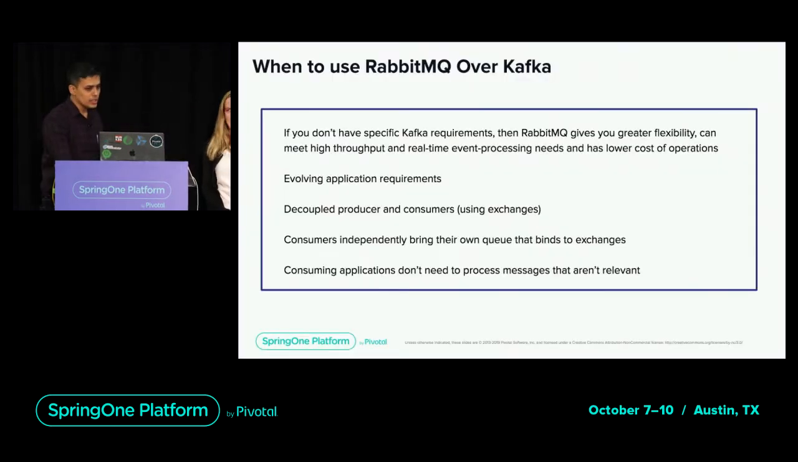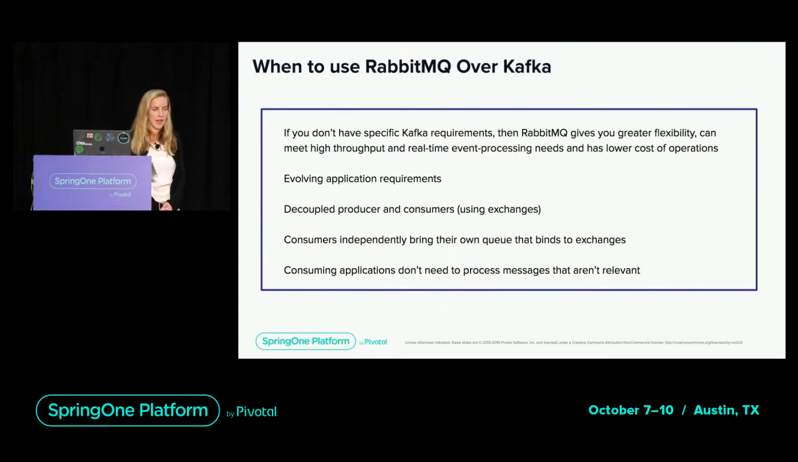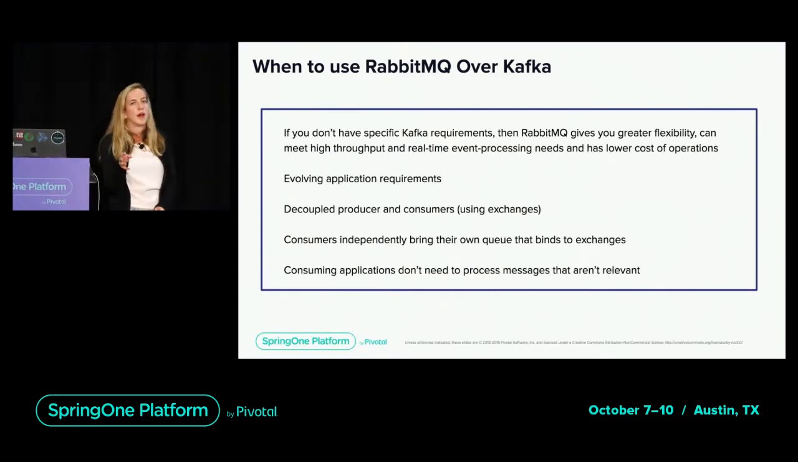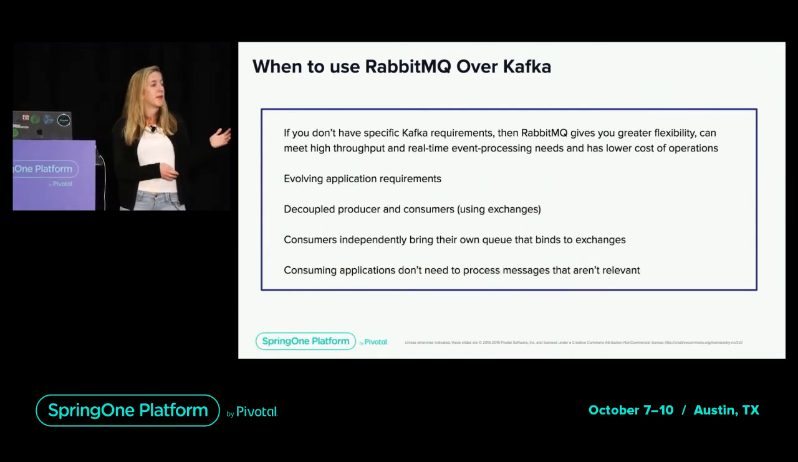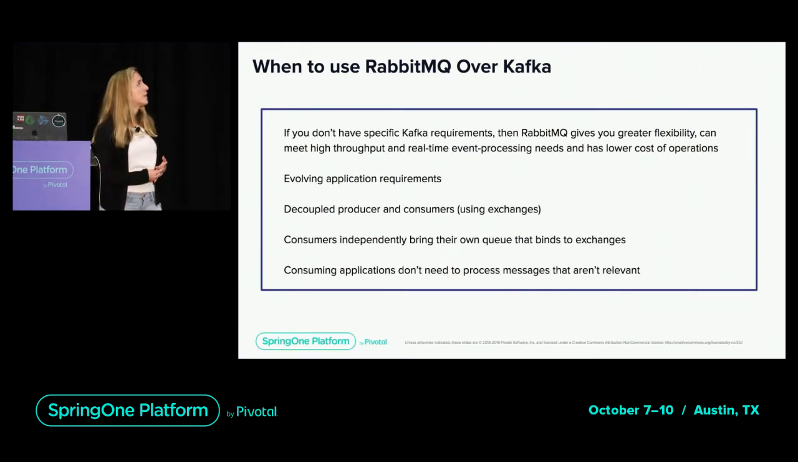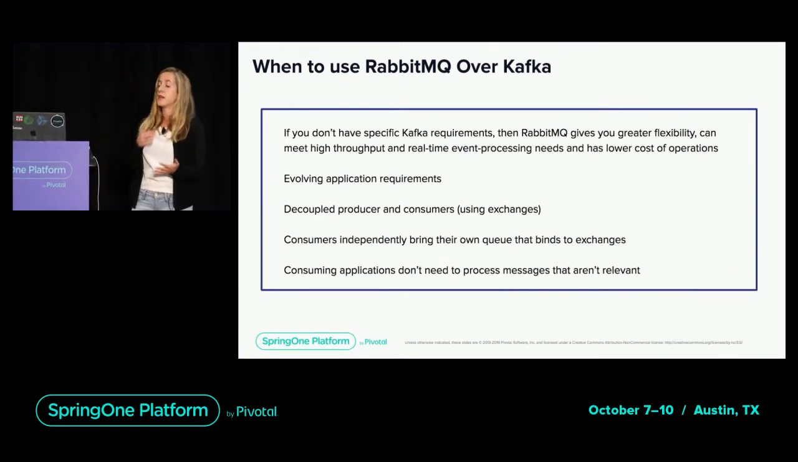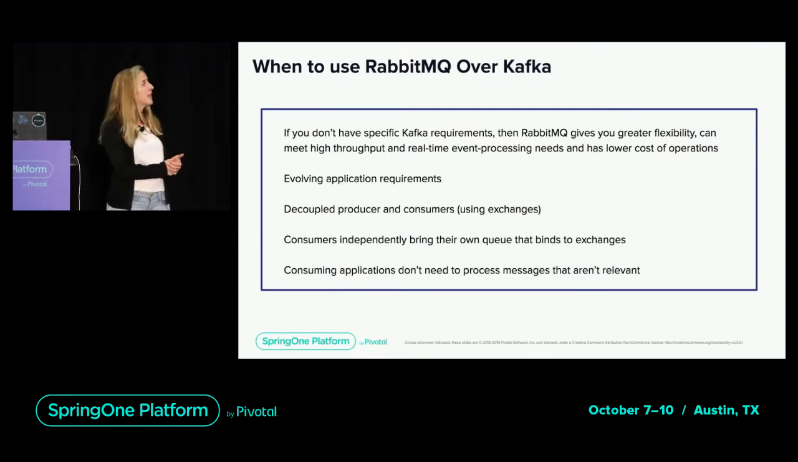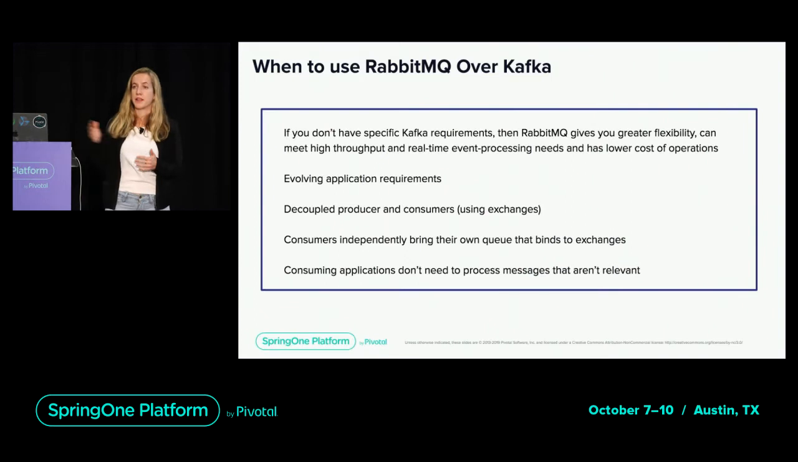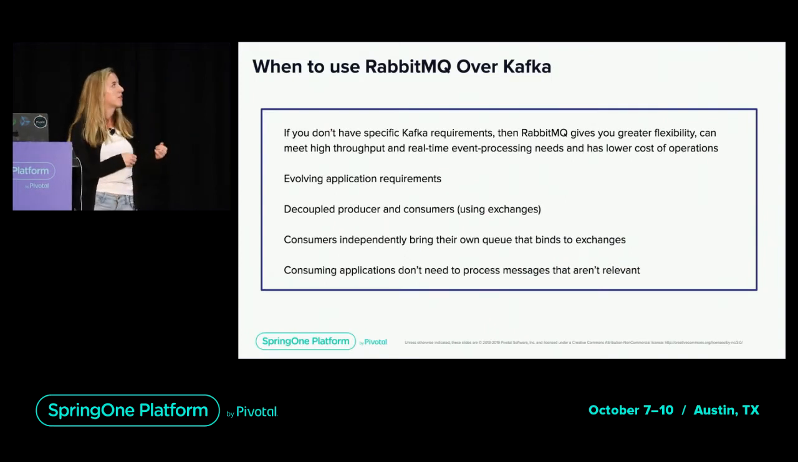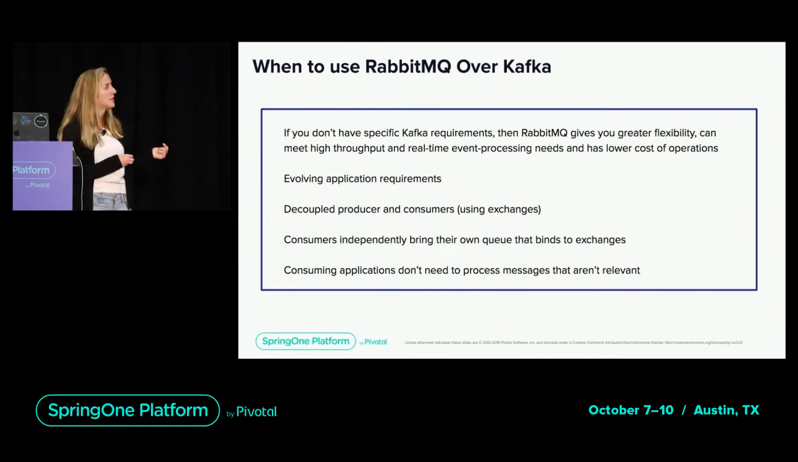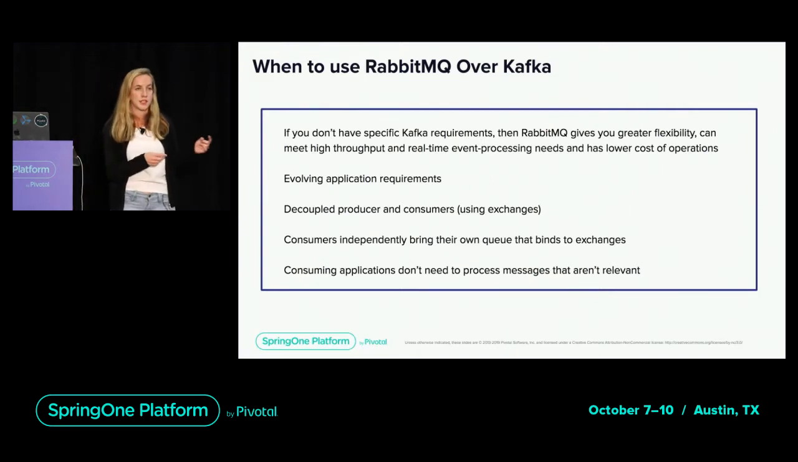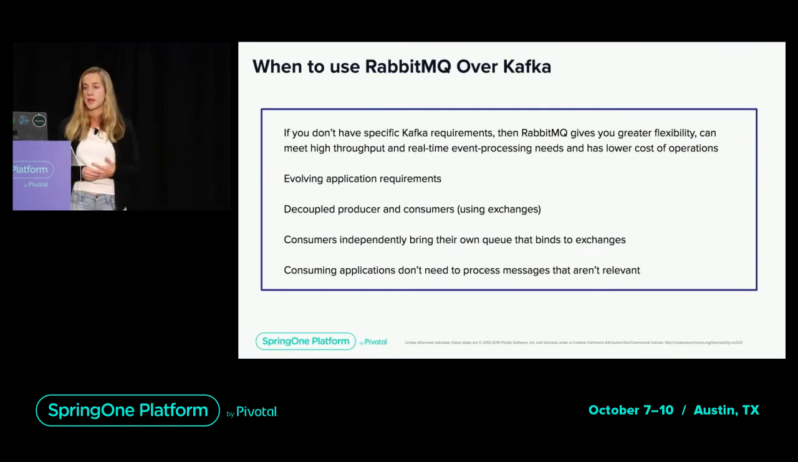So when to use each? First, let's talk about Rabbit over Kafka. As we talked about, there are many benefits to each, and we're going to talk about the drawbacks in a moment. But there are a couple of scenarios where it makes more sense to use Rabbit. Madhav just went over some of the really distinctive, super-powered features that Kafka has. If you don't have strict requirements like event replay, then RabbitMQ gives you greater flexibility, and can meet high throughput and real-time event processing needs with lower operational costs. By that I mean both the hardware and the operational complexity your team has to manage. It's just a little bit easier.